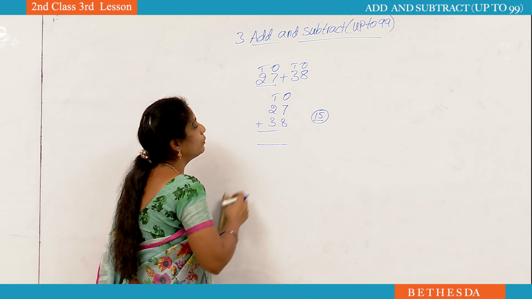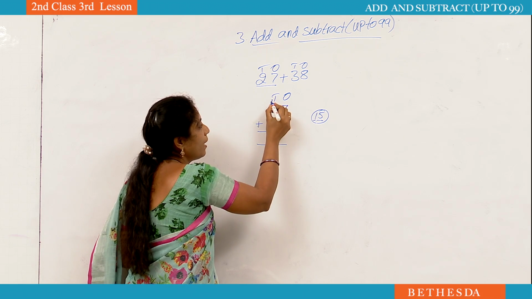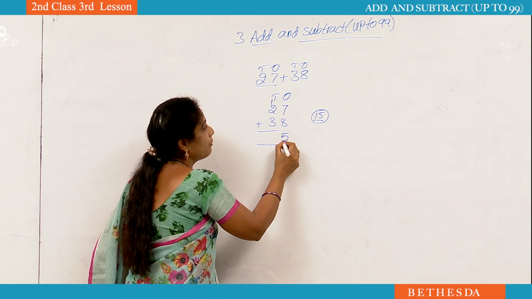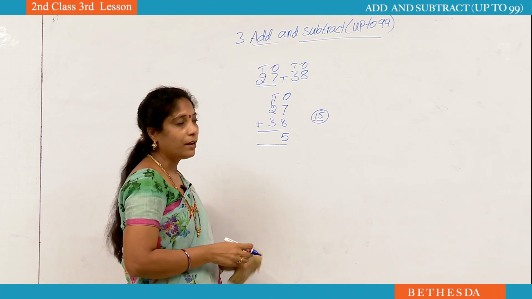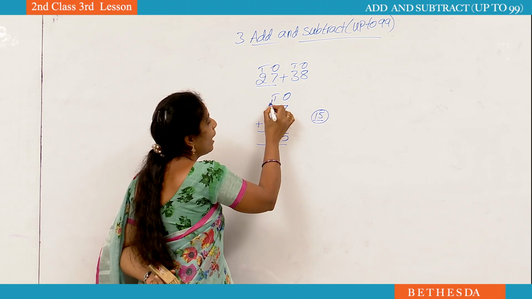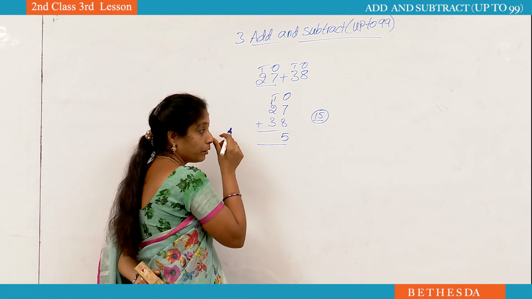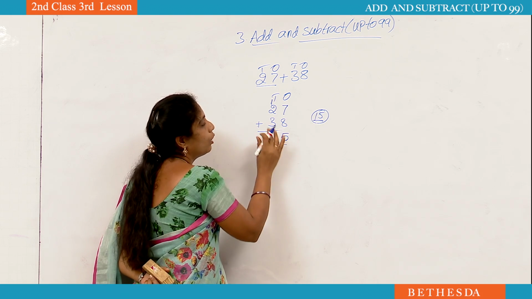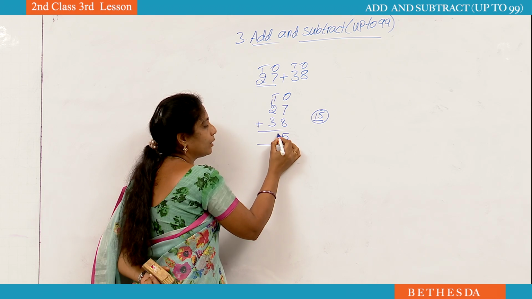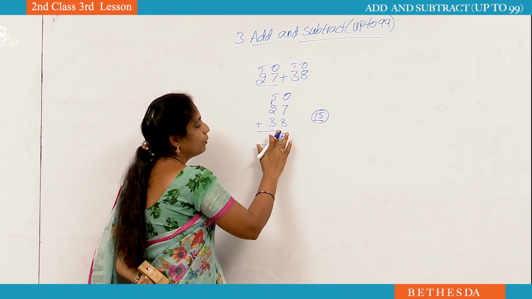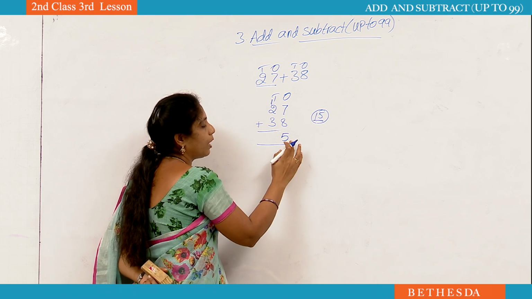Then what should we do? We have to write 1 in the tens place and 5 in the ones place. Did you understand? If you get 15, write 1 up and 5 down. If you get a 2 digit number, you should not write the total number down. We have to write 1 up and 5 down.